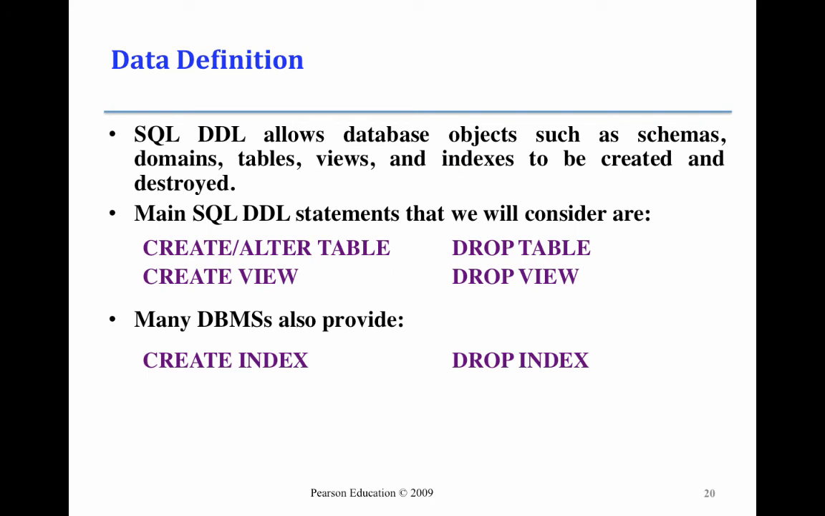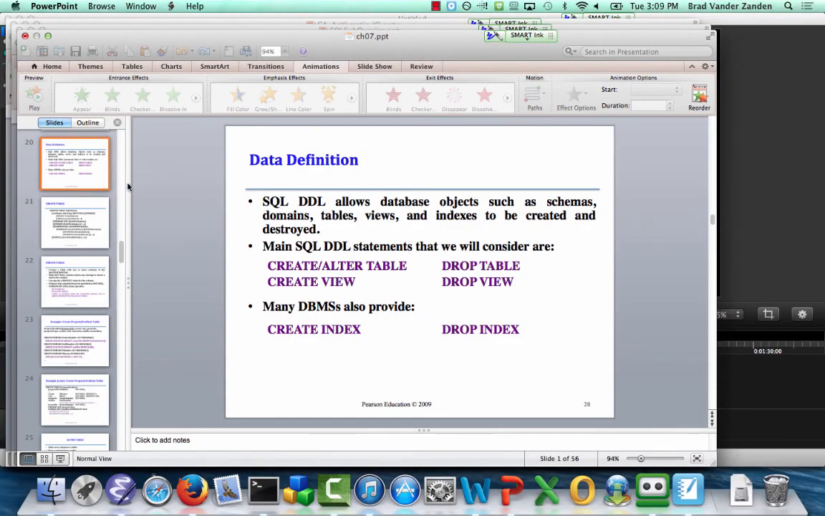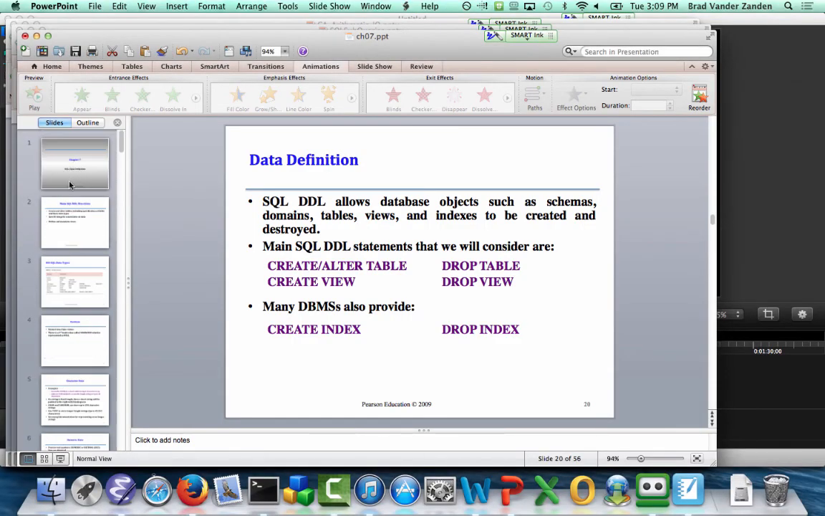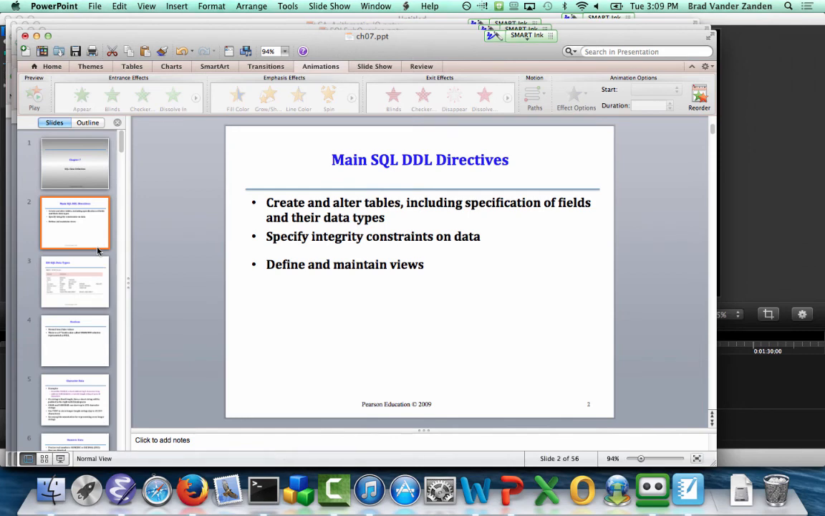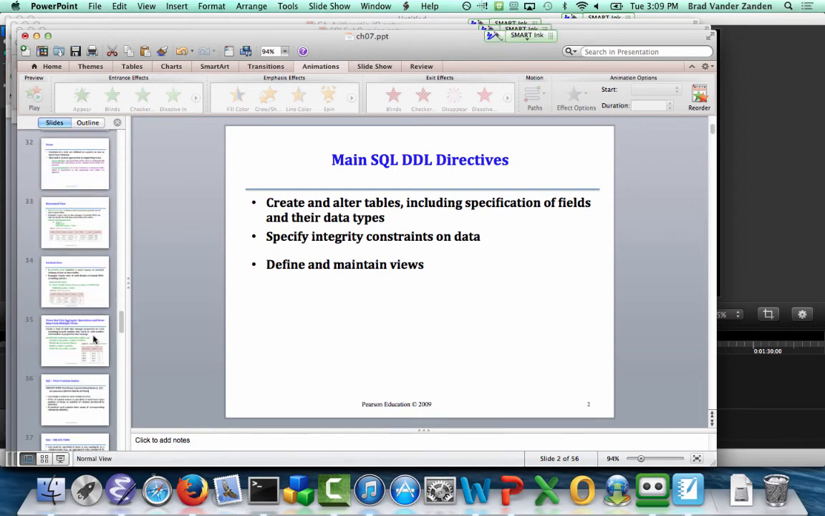So that took care of the syntax for integrity constraints. Let's go all the way back to the beginning. We said there were three things: create and alter tables, specify integrity constraints. So we kind of skipped ahead and did all the stuff with integrity constraints. Now we're circling back and talking about creating and altering tables.